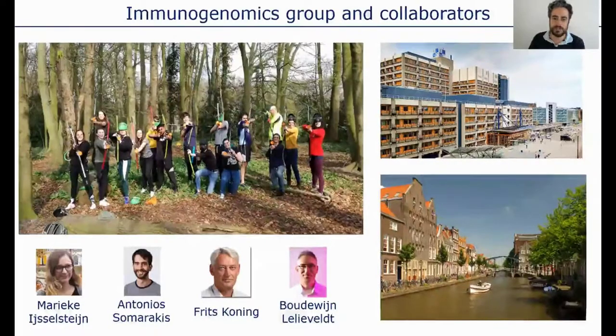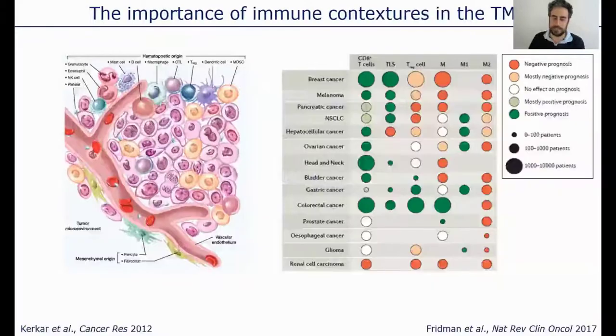I will start by acknowledging the people that are actually doing the work. Marika Eiselstein is the PhD student that set up the Imaging Mass Cytometry panel for FFPE tissues at the LUMC. And Antonio Somarakis has developed a number of image analysis tools that will be discussed in this presentation. We also work in close collaboration with the groups of Fritz Koning, who has really been instrumental in bringing this technology to the LUMC, and Boudewijn Lelieveldt, who has the Division of Image Processing at the LUMC.